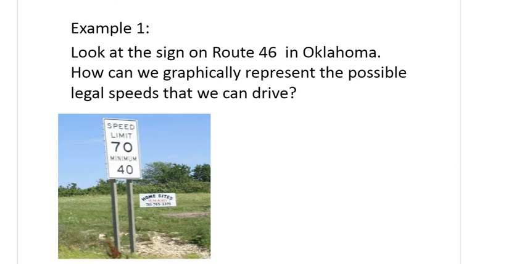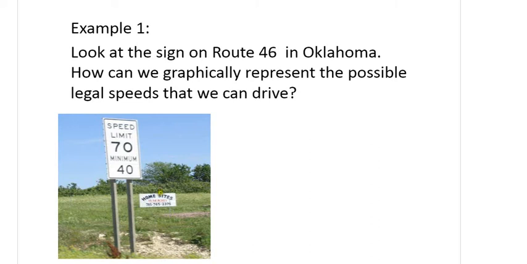In example 1, you don't need to write this down in your notebook, but the work you will need to. It says, look at the sign on Route 56 or Route 46 in Oklahoma. We can graphically represent the possible legal speeds that we can drive. So we can actually do this.